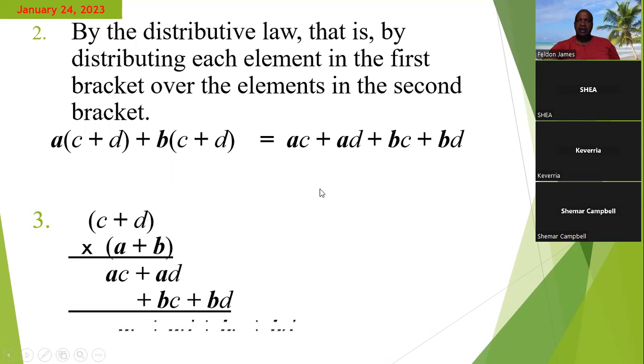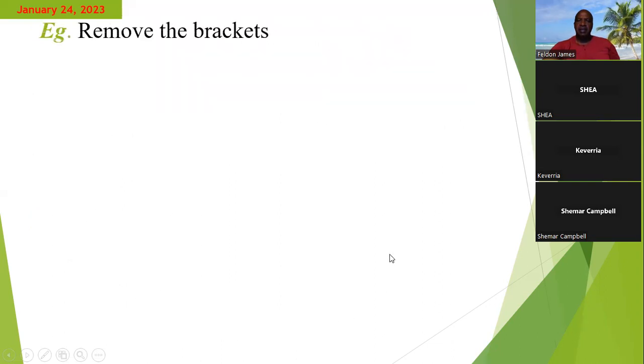All right, so moving on now. When we add up all of these, we will get the same result, AC plus AD plus BC plus BD. Here now, we're going to look at some examples, probably about 2 examples. So here now, we have 2 binomials, and we want to remove the brackets.